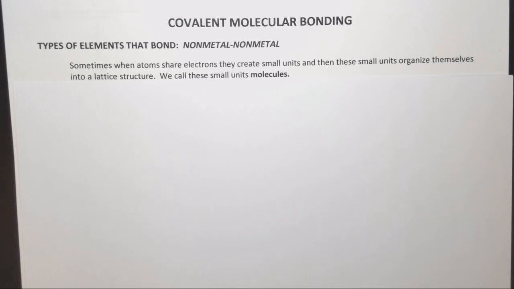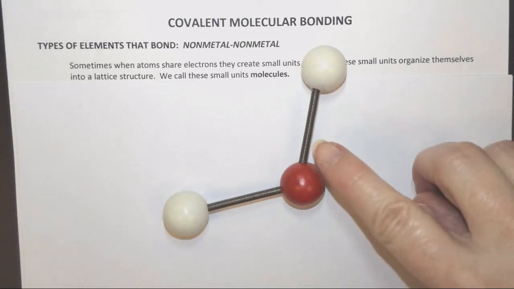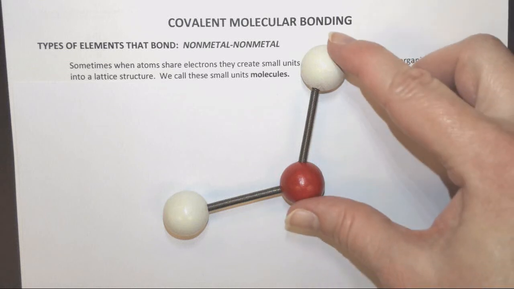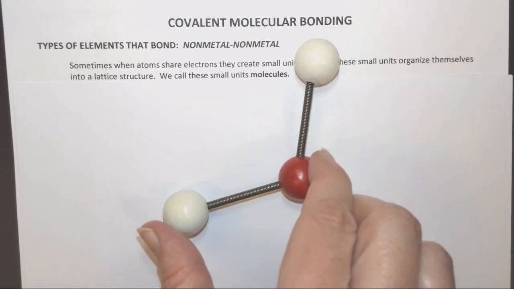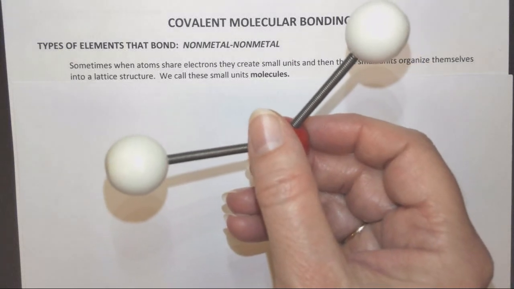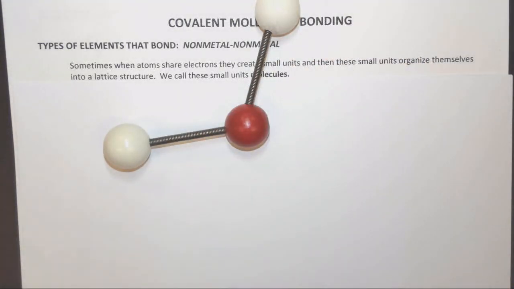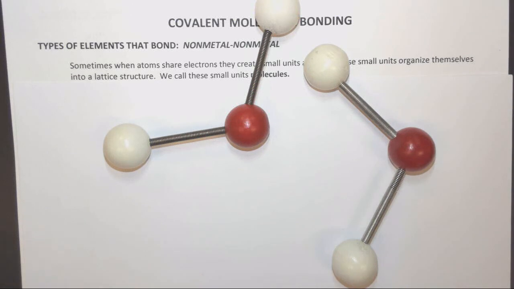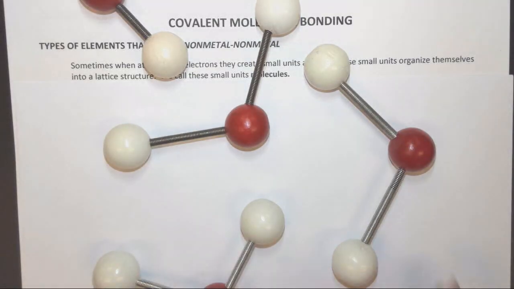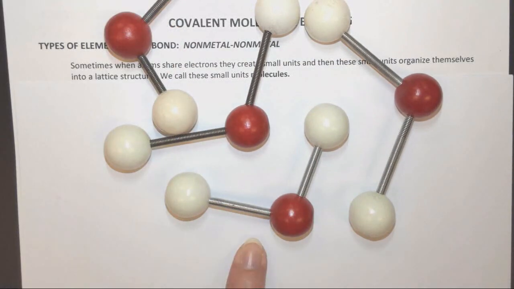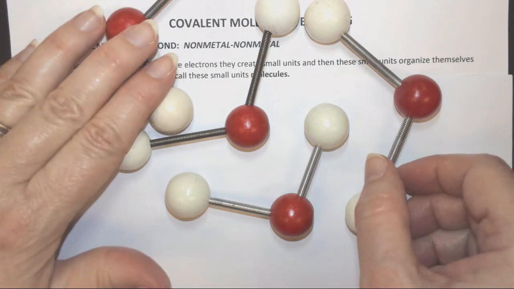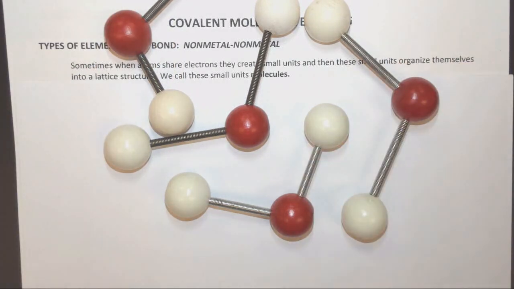So for example, I can have a molecule, and this represents the covalent bond between these two atoms, and another covalent bond over here. But then this exists as a unit by itself. And then here's another one. Okay, there's another one. And here's another one. Those individual small units we call molecules. But then these molecules can arrange themselves into a pattern and have an interaction between the molecules.